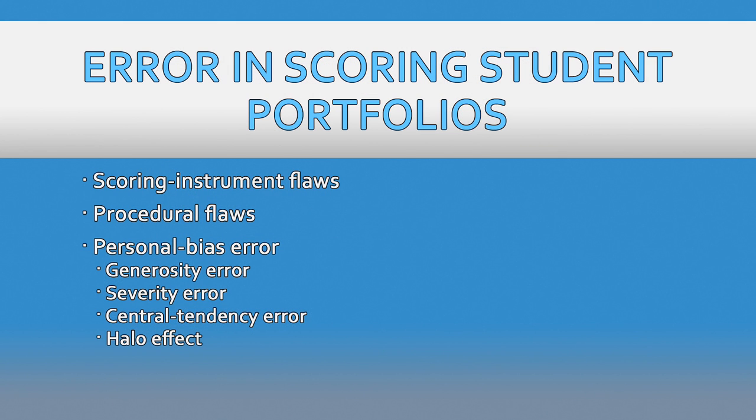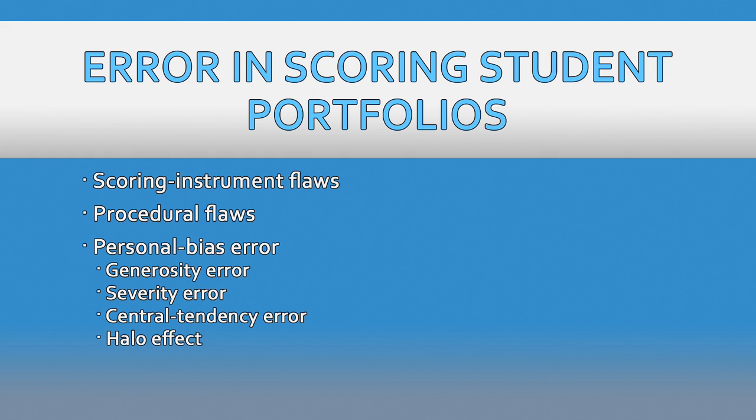You want to avoid errors in scoring student portfolios, but if the stakes are high, you really want to be careful. The first type of error comes from flaws in the scoring instrument, such as the rubric. Carefully construct your rubrics and avoid these kinds of mistakes. The second type of error are called procedural flaws. These occur when unclear instructions for tasks are given, too many criteria are being scored at one time, or too many test takers are scored at one time. Avoid this by thinking things through when constructing your portfolios and your rubrics.